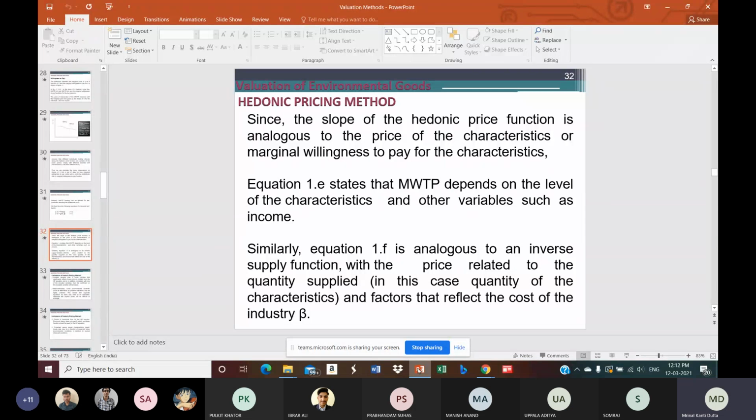As has been pointed out, the data on property sales and characteristics are readily available through many sources. So that is why this can be related to other secondary data sources, and information on the desired variables can be easily obtained. These are some of the positives or advantages of the hedonic pricing method.